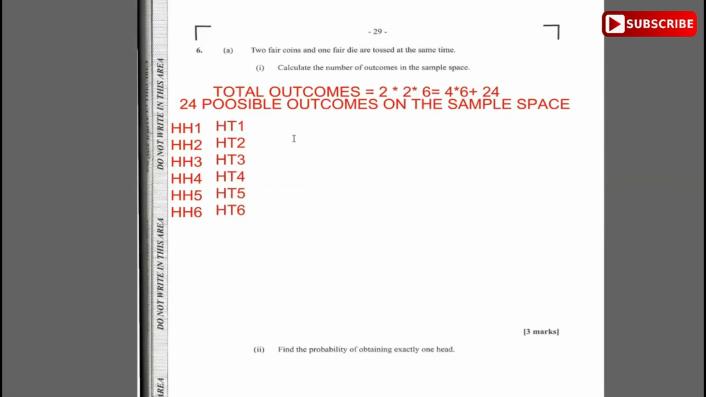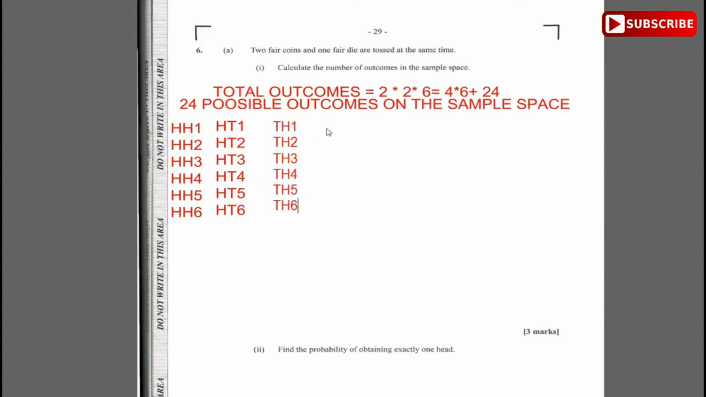Or maybe you got a tail, then a head, then a 1. Or a tail, then a head, then a 2. Or a 3. Or a tail, head and 4. Or a tail, head and 5. Or a tail, head and 6.